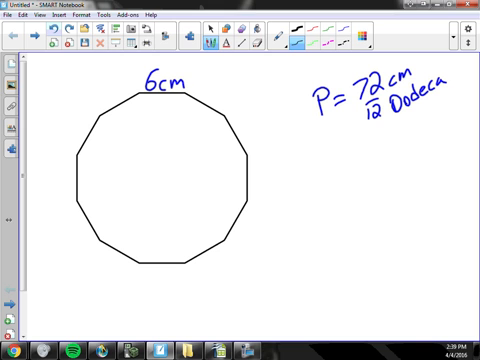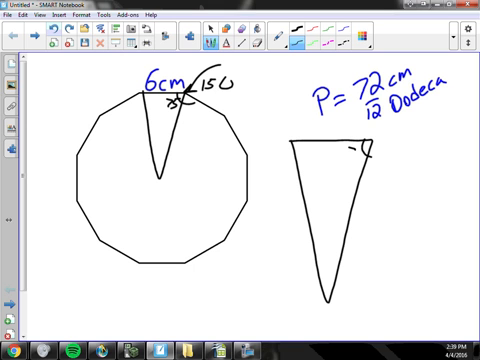So now this angle here is 150. So that angle would be 75. So now I have a 75 there. And if I cut the side in half, I get 3. Now I can use trig to find the height. Am I going to use sine, cosine, or tangent to find x?